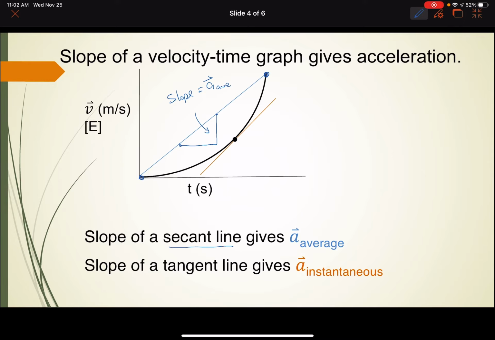Whereas if I want to find an instantaneous acceleration, let's say, for example, at that 8 seconds again, I draw my tangent line right at that 8 seconds. It touches at that one point. I find the slope of that line using any 2 points off the line, whatever 2 points are convenient. And the slope of that line gives me instantaneous acceleration.